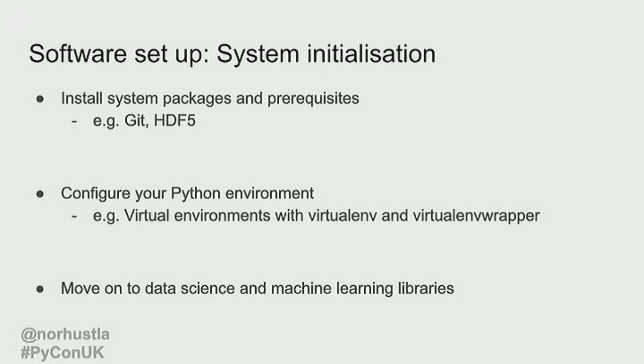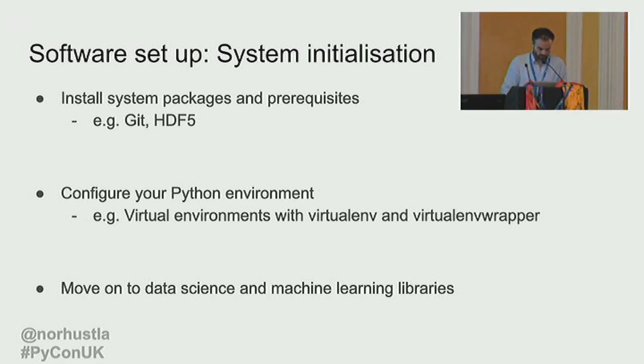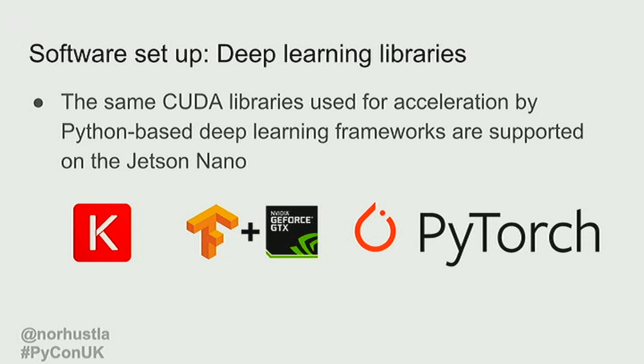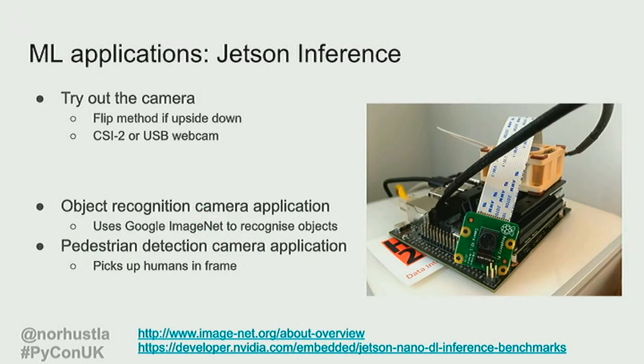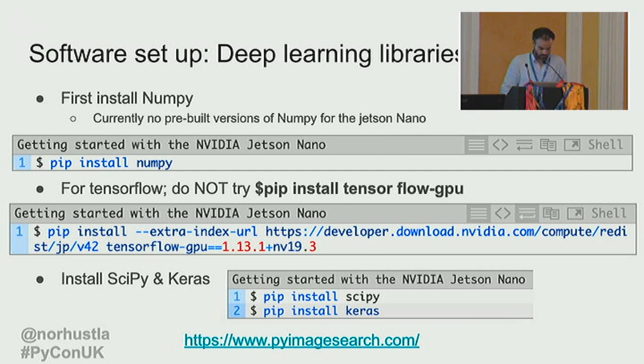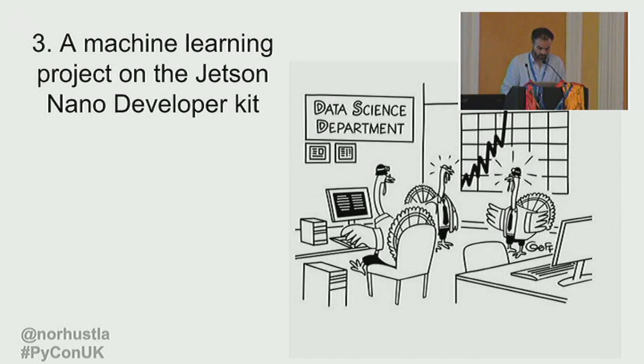So setting up, standard stuff: install Git and a few packages. As the previous talk was alluding to, make use of virtual environments. Virtualenv wrapper is nice. You can install all the deep learning libraries that you're familiar with as a data scientist, these Python-based deep learning frameworks. They're all supported on Jetson Nano. And as we saw, you can try out the camera, and that's what it looks like close up. You can't install just the standard version of TensorFlow. You need to download an NVIDIA version of TensorFlow. You need to build NumPy, but you can install SciPy and Keras. It's all standard stuff. So I'm going to talk about a machine learning project on the Jetson Nano Developer Kit.